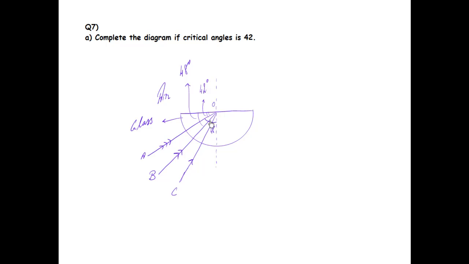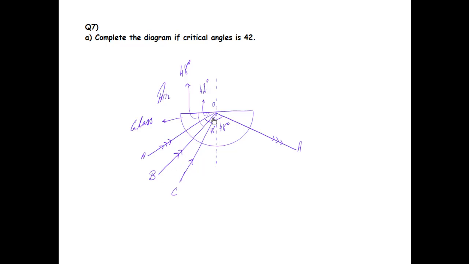the angle of incidence is more than critical angle, and as a consequence ray A will undergo TIR or total internal reflection. So I will show the total internal reflection of ray A out here. Since the angle of incidence for ray A was 48 degrees, the angle of reflection will also be 48 degrees.